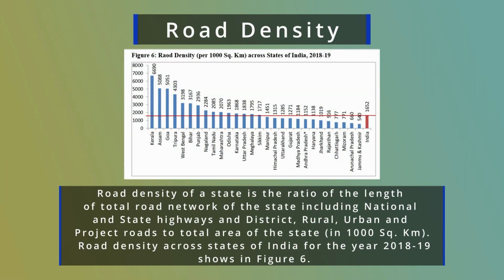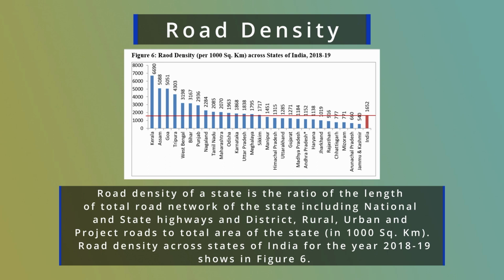Another factor is road density. That is also a very important factor for the development and underdevelopment of a region. Road density can be measured by the total available road network divided by the area of the particular state. To calculate the total road network, here we considered national and state highways, district, rural, urban, and project roads. And the state area is measured in 1000 square km.